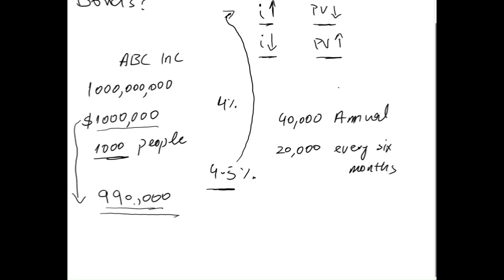So when that happens, ABC company has to sell this bond at a discount. They cannot take $1 million each from these people. Rather, they will have to take a hit and take $990,000 from the market or from these people. So this is when the bond gets sold at a discount.